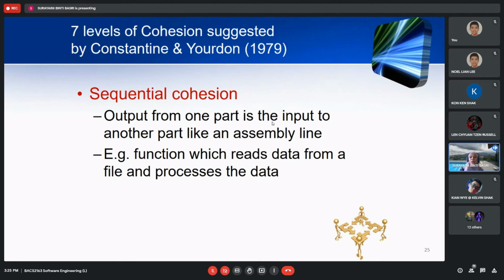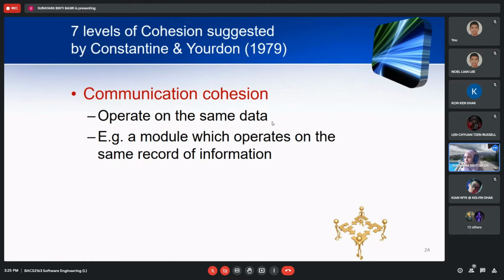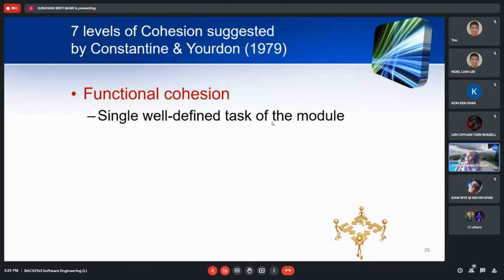So maybe you are grouping those modules just because the output from module A is the input for module B. Because they are transferring data to each other, you group them in one group, although they are not really in the same system. So this is better than communication cohesion, but it is not better than functional cohesion.